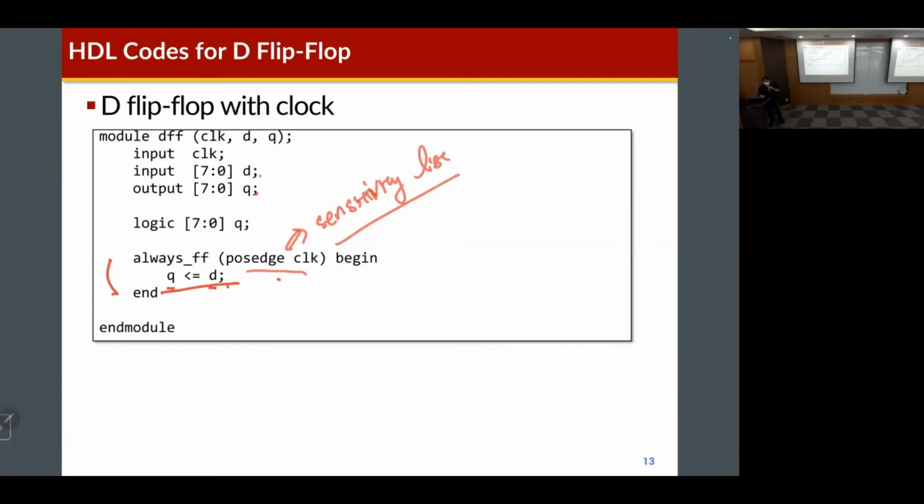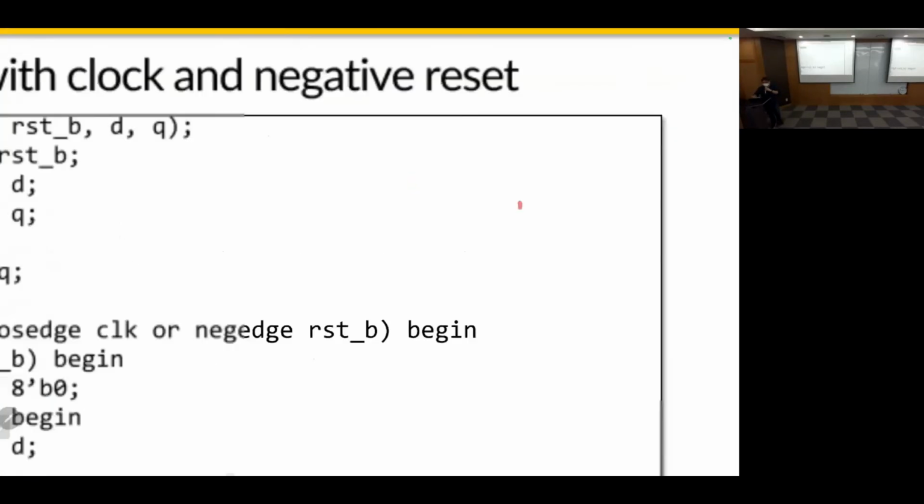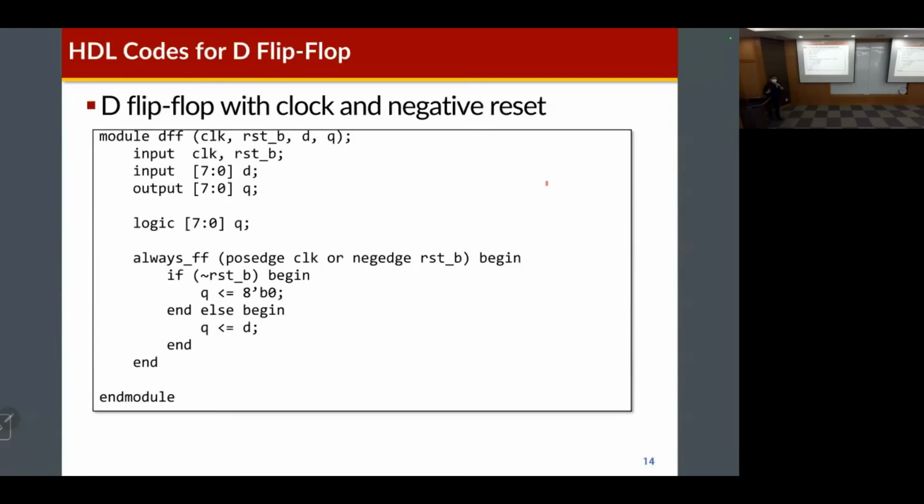So that's the D flip-flop. And then this is the example code of D flip-flop with the negative reset. So what is the reset? The reset means that if the reset signal is associated to the D flip-flop, then the output becomes 0 regardless of the input values. Which means that the reset signal just resets the output port of the D flip-flop.